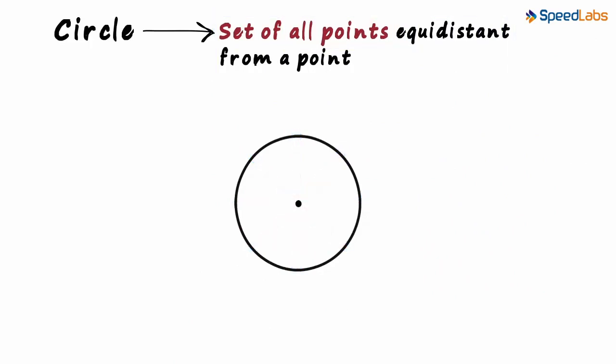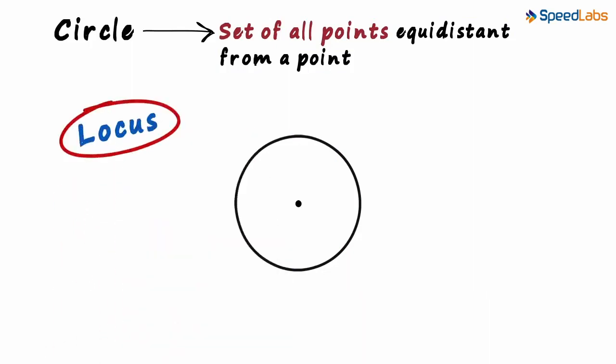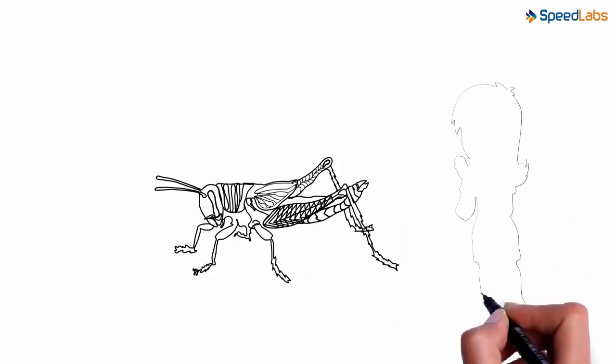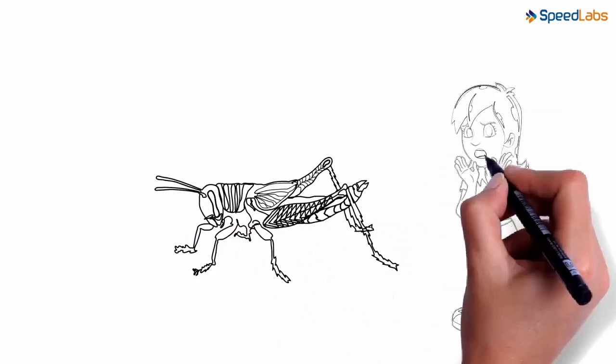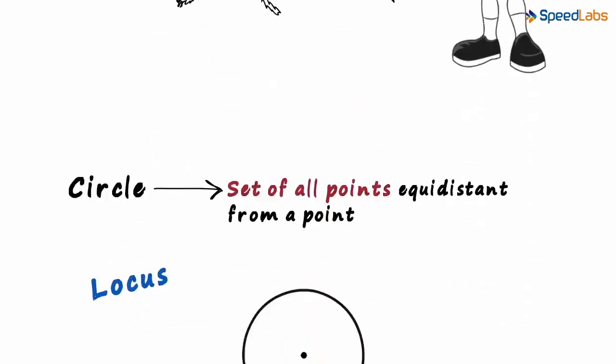Let's look at another definition, and trust me, this one's more interesting. To know the other definition, we need to understand the term locus. This word sounds familiar to the word locust, which looks something like this. And that's precisely why I never even tried to understand what it means until I started teaching. Anyway, the concept is really simple.